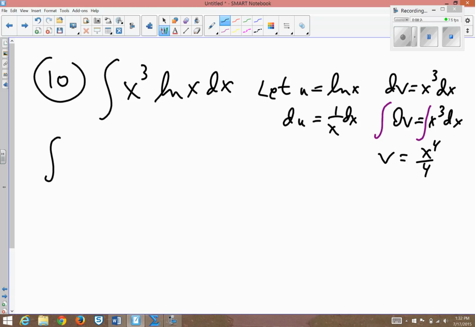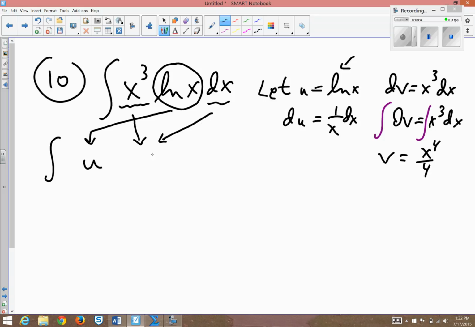So here's the original. This right here that I'm circling is equal to u. It says that right there. The rest of this, x cubed dx, all of that is equal to dv. X cubed dx equals dv. The integral of u dv is always uv minus the integral of v du. Always. The integral of u dv is always uv minus integral v du.